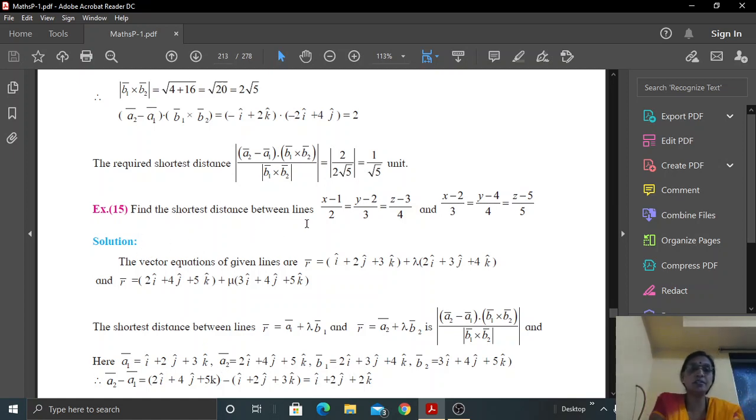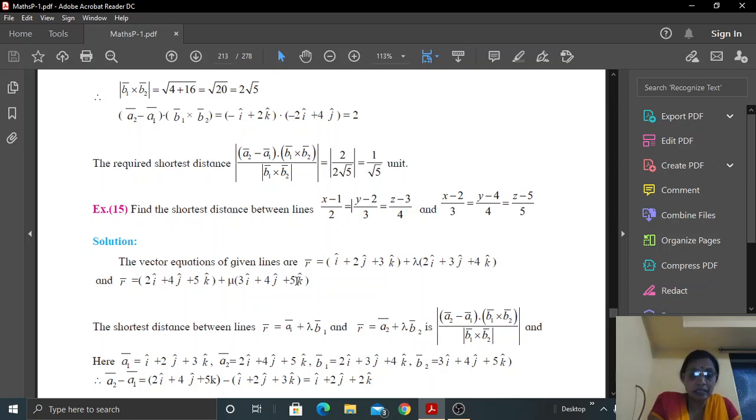Find the shortest distance between the lines (x minus 1) upon 2 equal to (y minus 2) upon 3 equal to (z minus 3) upon 4 and (x minus 2) upon 3 equal to (y minus 4) upon 4 equal to (z minus 5) upon 5. Solution. The given equations of lines are in Cartesian form, which means the first line is passing through the point 1, 2, 3 and having the direction ratios 2, 3, 4. The second line is passing through the point 2, 4, 5 and having the direction ratios 3, 4, 5.